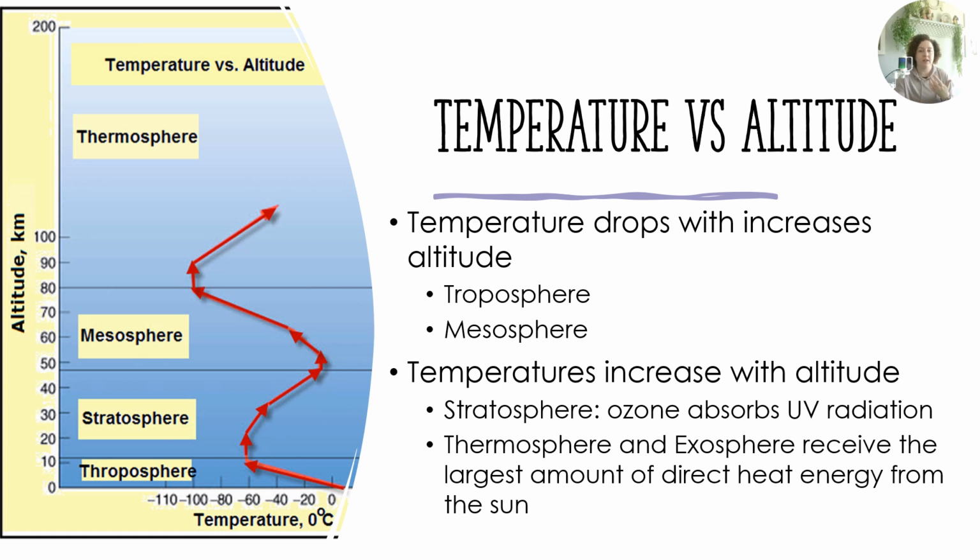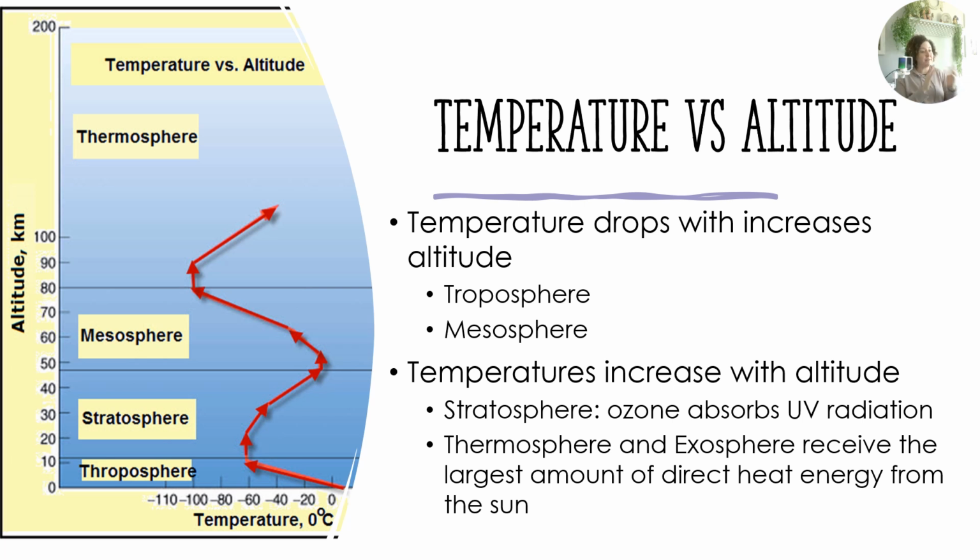The stratosphere has the ozone, which is absorbing all of this extra UV radiation. The thermosphere and the exosphere are receiving a lot of direct heat and radiation from the sun, and the thermosphere is also the first line of defense for any space debris to get broken up. So as you increase in altitude, depending on the layer, you either increase or decrease in temperature.